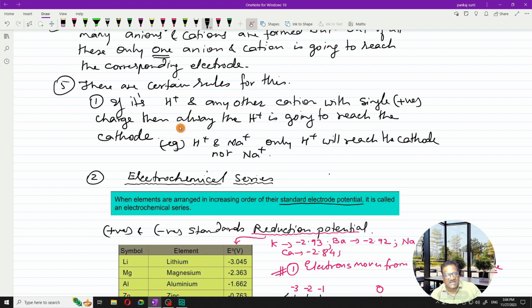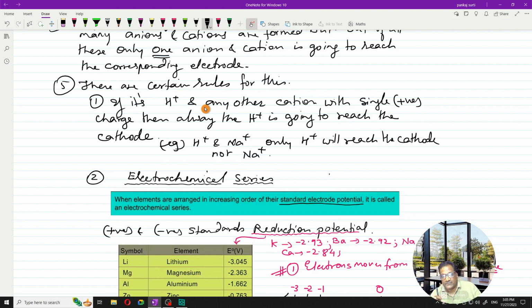So the charge: suppose you have a hydrogen ion from the water, and a sodium ion from the NaCl electrolyte. So you have two positive charges now, a hydrogen with a positive charge and a sodium with a positive charge. Both are there. Now which is going to reach the cathode? Because both are positively charged, both will be attracted towards the cathode. The cathode will attract both, but out of these two, only one is supposed to reach.